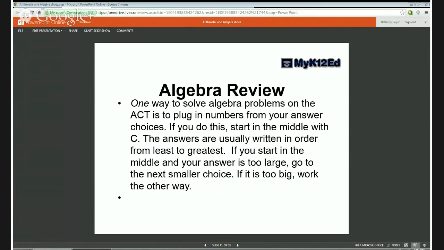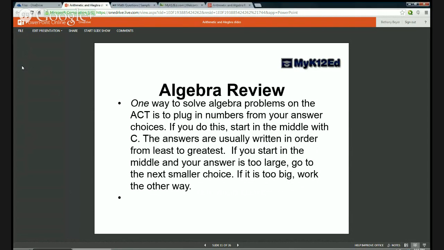Again, this takes more time, so I wouldn't recommend doing this for every algebra problem. But if you are stuck, it is one way to solve for a variable, is by plugging in the answer choices that they give you. So that's one of the benefits of having a multiple choice test, I guess, is the answer is there. You just have to find which one it is.